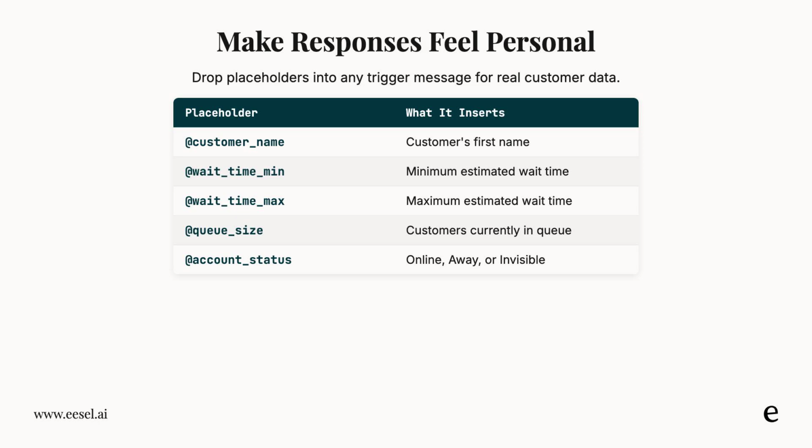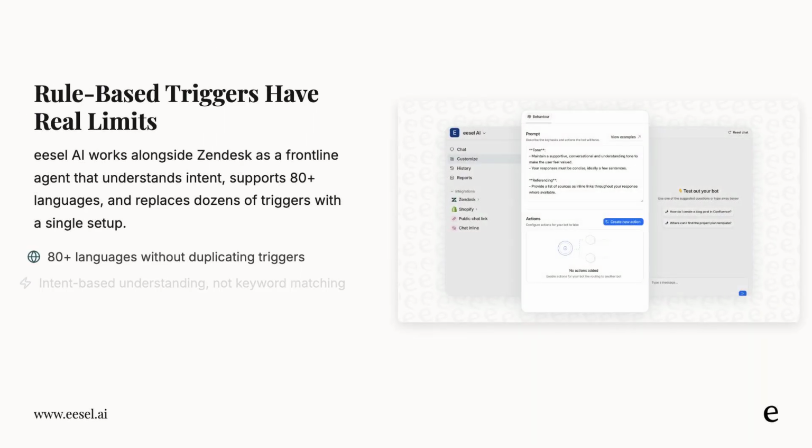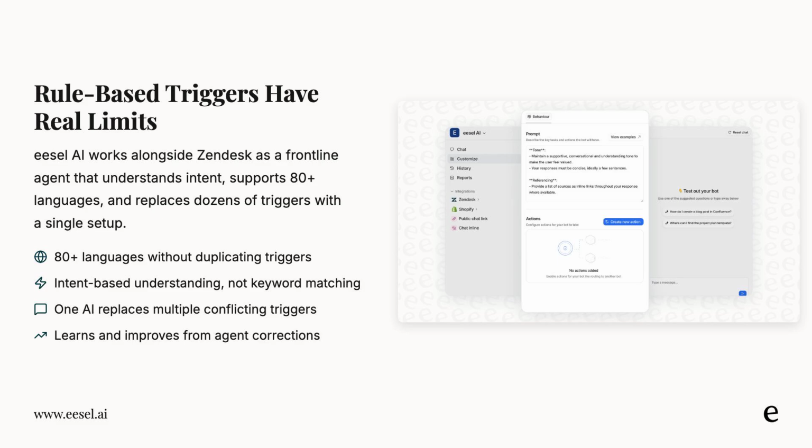Rule-based triggers are powerful, but they hit a wall fast. Each trigger handles one language, one scenario, one set of keywords. And complex support operations end up with dozens of triggers that conflict with each other. Eesel AI integrates directly with Zendesk and handles intent-based understanding across 80+ languages with a single setup, replacing that entire web of rules.